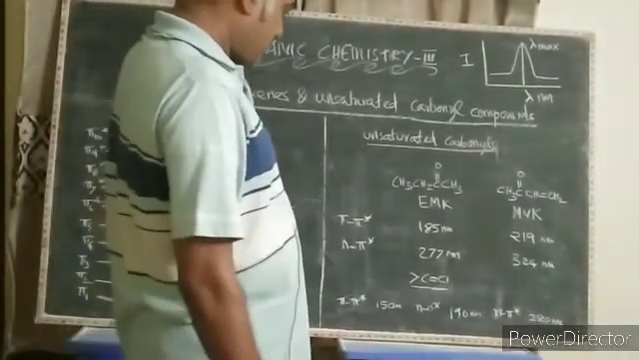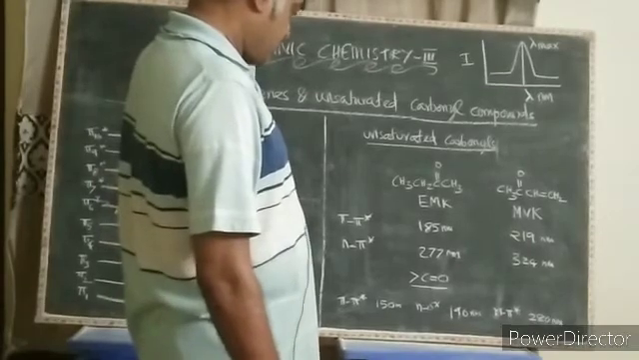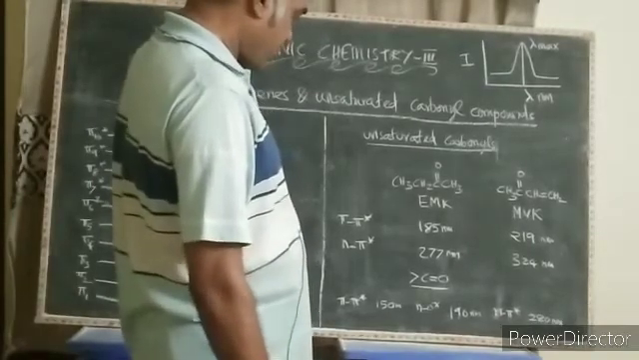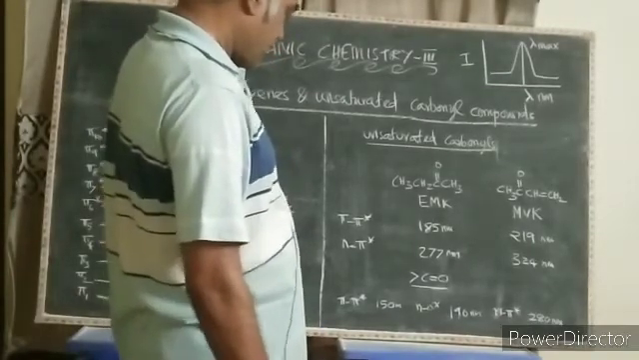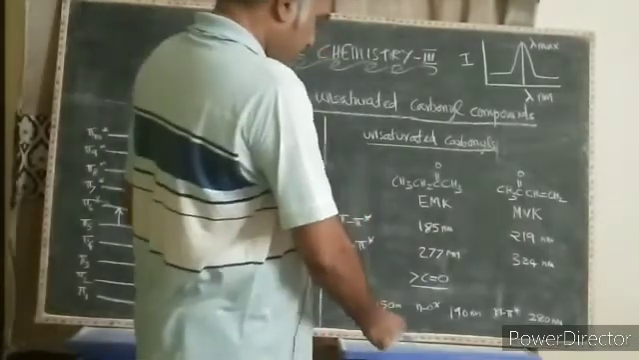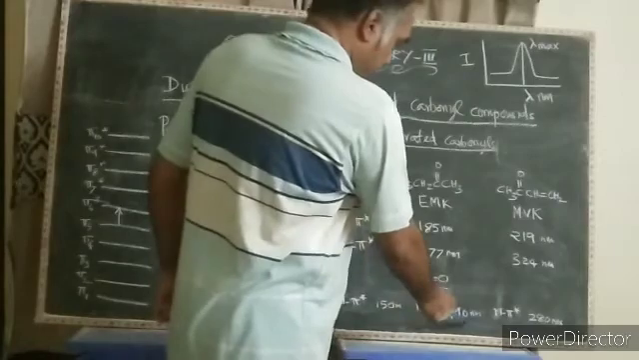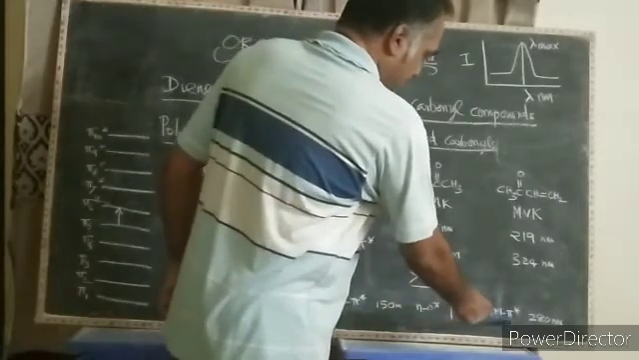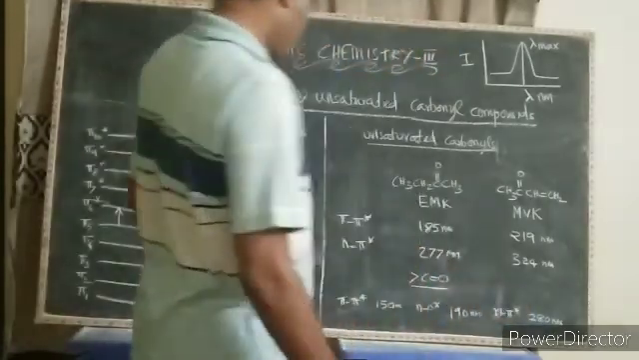Now we shall take the case of unsaturated carbonyls. Let us take the case of a normal carbonyl first. A normal carbonyl bond shows the following absorptions: pi to pi star around 150 nanometer, n to sigma star around 190 nanometer, and n to pi star around 280 nanometer.